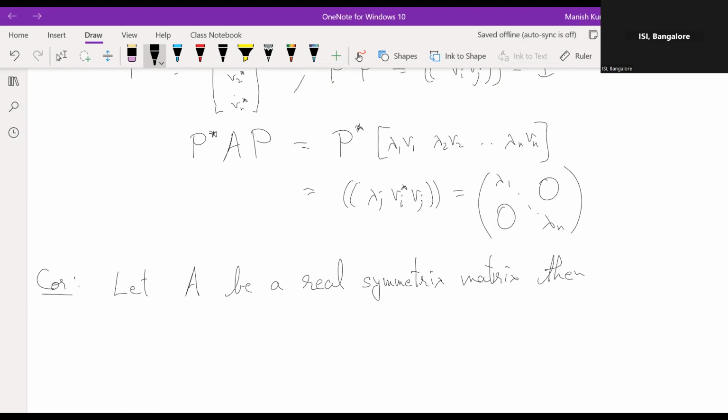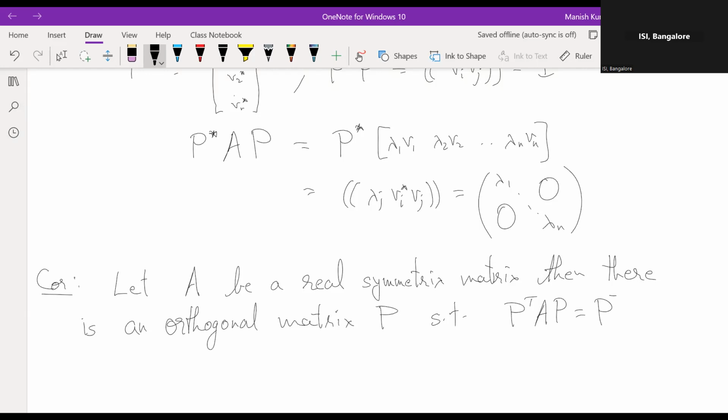Then again A is diagonalizable. Then there exists, and this maybe I'll leave as homework, an orthogonal matrix P. So now not unitary, but orthogonal matrix P such that P transpose AP, where orthogonal means P transpose P is identity, so P inverse AP is diagonal.